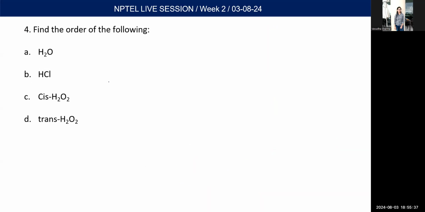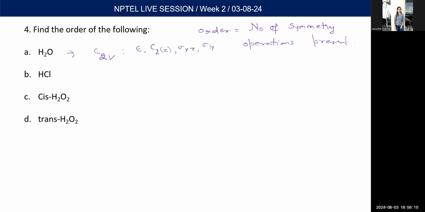Moving ahead, we need to find out the order of the following molecules. Firstly, point group we have told, order is nothing but the total number of symmetry elements which are present. So order of the molecule is the total number of symmetry operations present. Say for example, H2O, we have already seen H2O has a point group of C2V, which is E, C2Z, sigma xz, sigma yz.